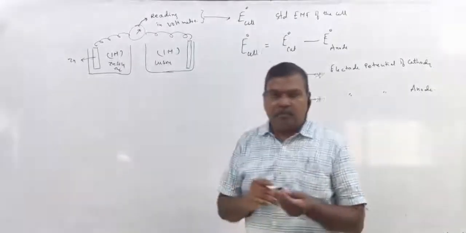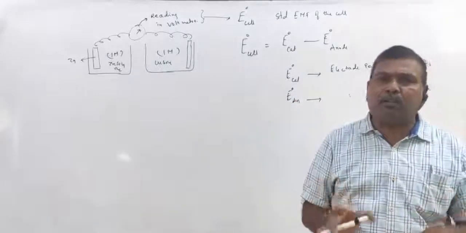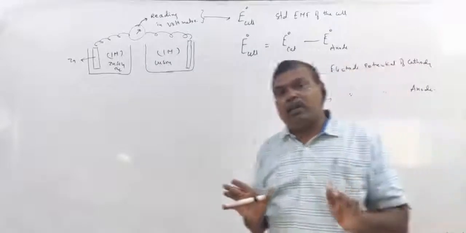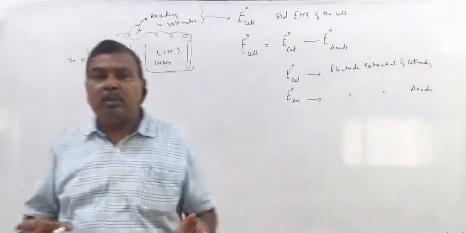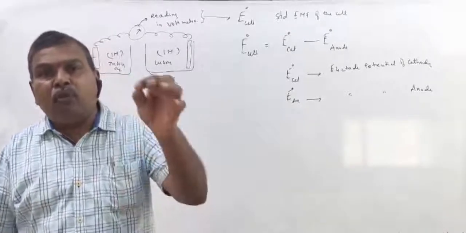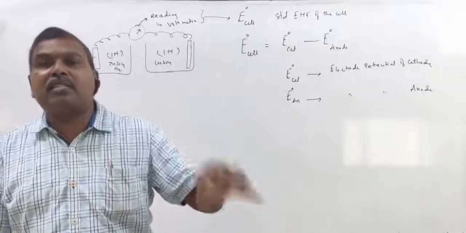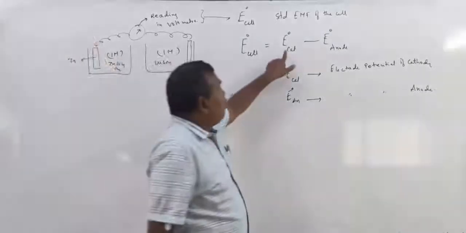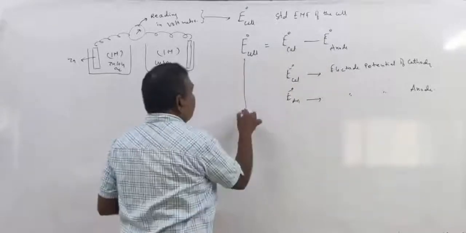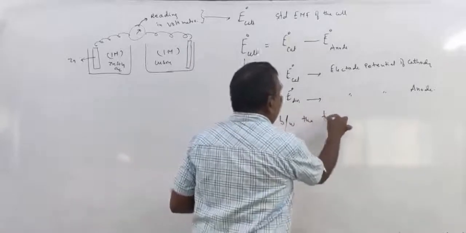So that means whenever you connect two electrodes, any two electrodes, it becomes an electrochemical cell. Whenever two electrodes are connected together via a voltmeter, the reading in the voltmeter is nothing but the EMF of the cell, that indicates the potential difference between the two electrodes.